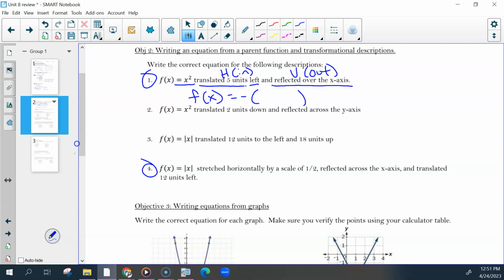How would we say translated 5 units to the left? X minus 5. Opposite? Plus. So whatever it is, if it's going to the left, even though it's going into the negative, when you put it in the equation, it would make it a positive. So it's always the opposite. And then you need the square on the outside because this one was squared. Questions on that before we do 4?